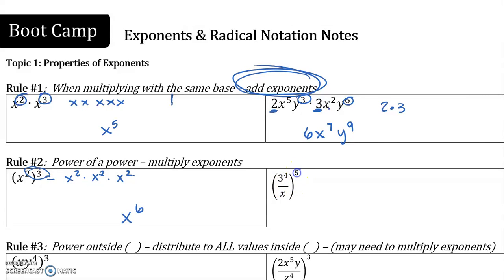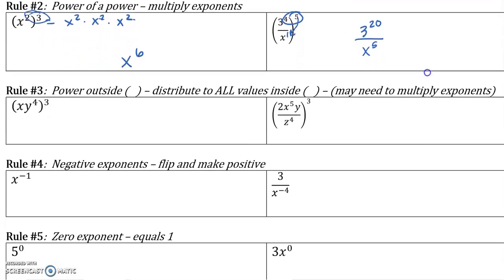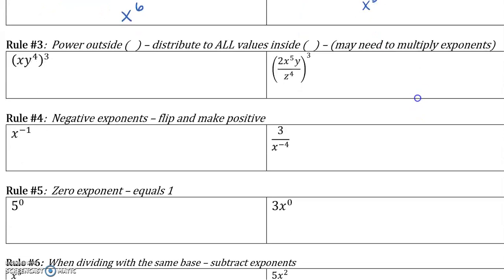The same thing over here. We can multiply the 5 and the 4 together because they're both powers and say 3 to the 20th. We would also technically multiply 5 times 1, as the power of that x is 1, and say x to the 5th. We could evaluate 3 to the 20th if we want, but that's a very large number.